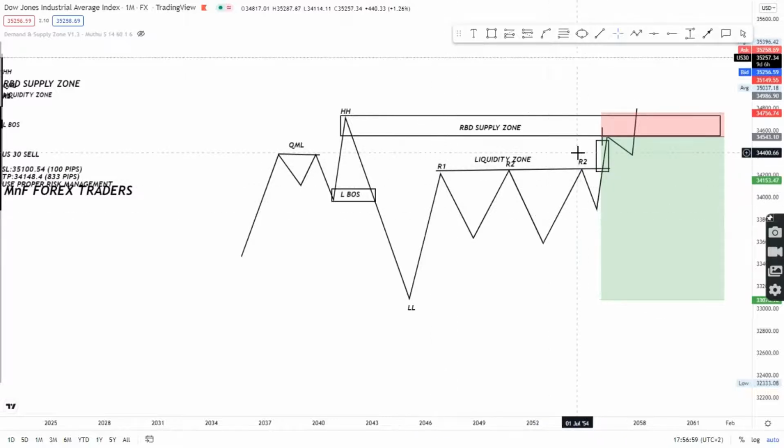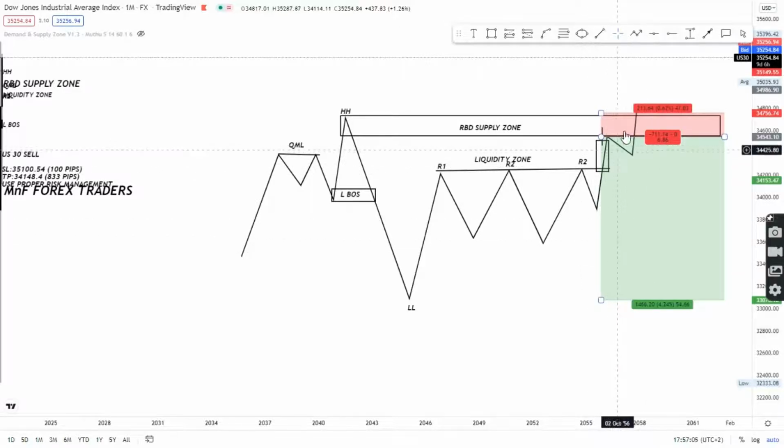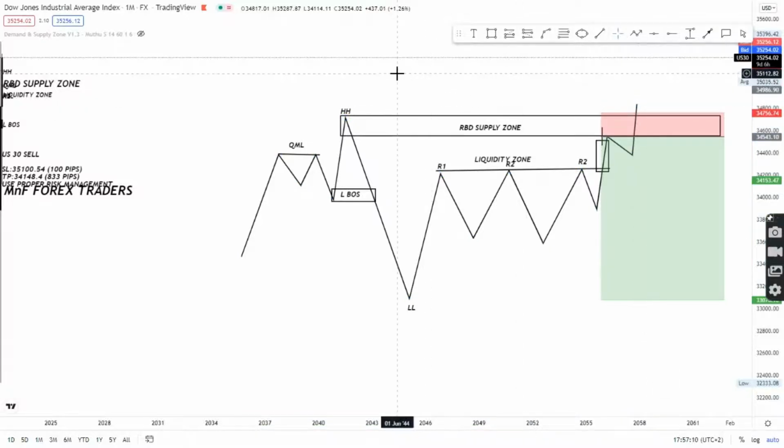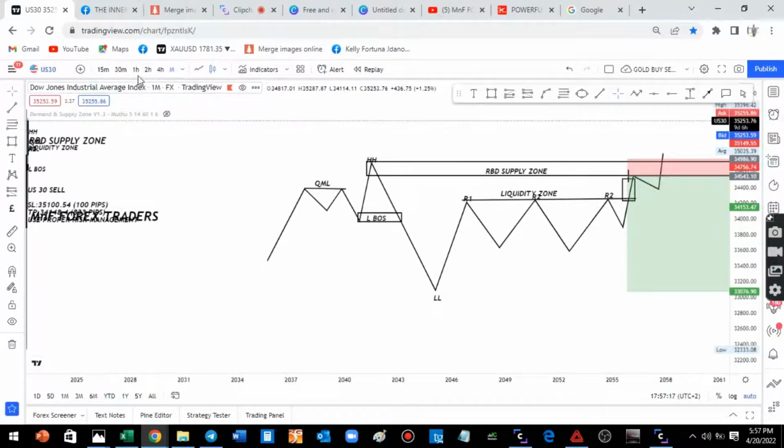Then we had the resistance, and then the market came to my level here with a nice rejection, and then dropped a little bit, and then it went against us and took us out. So this was a loss. So this actually happens. So let's go back to the chart and show you what I mean, exactly what happened.